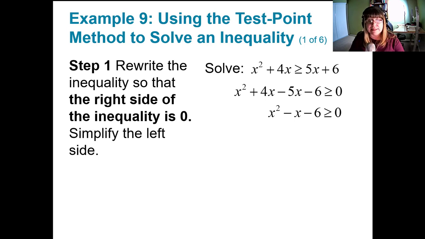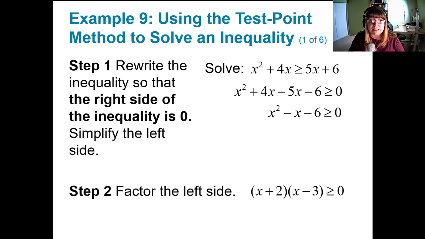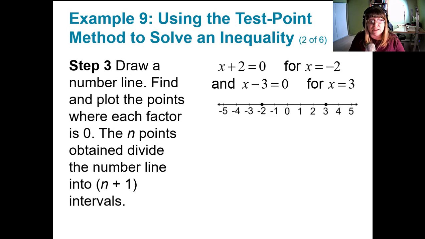Step 1, done. Step 2, we're going to factor the left-hand side. So we end up with x plus 2 times x minus 3. Now keep in mind, we're looking for something that's greater than or equal to 0. Step 3, we're going to draw our number line and we're going to solve each individual factor like we normally would.